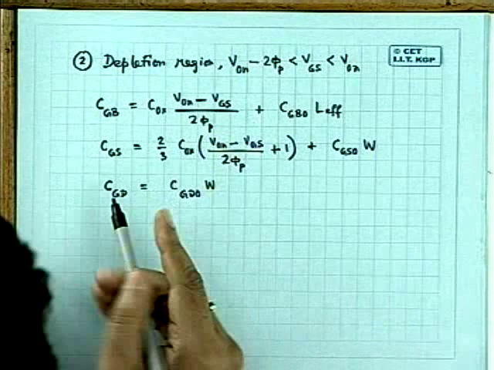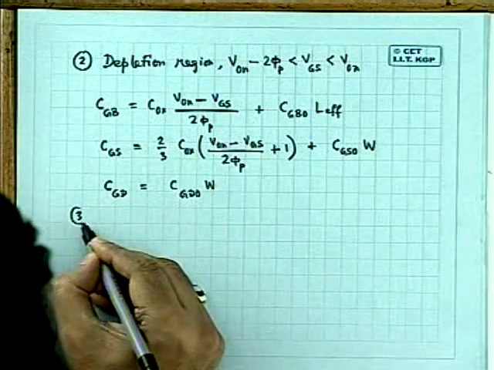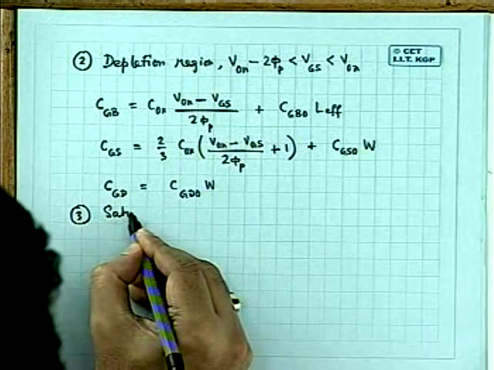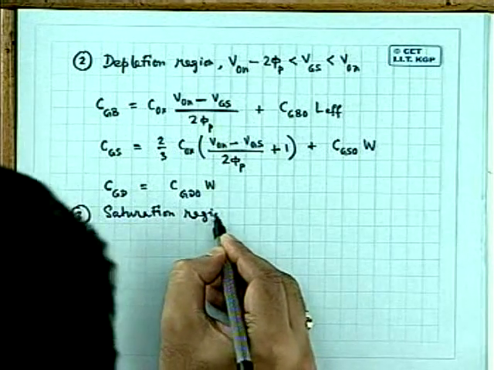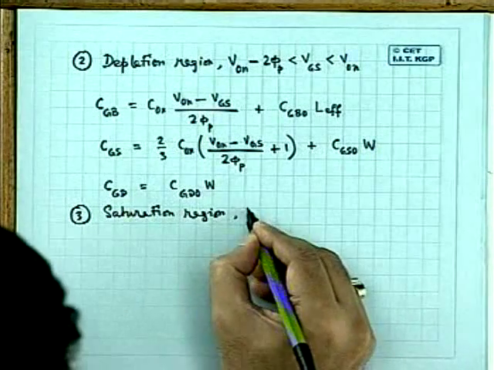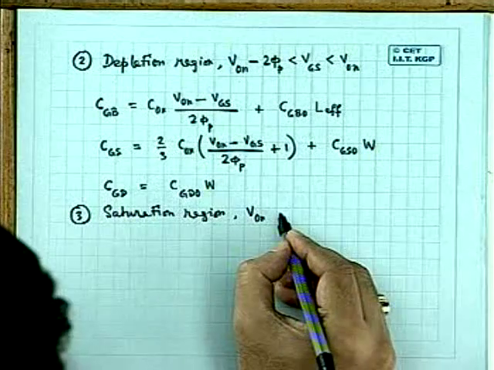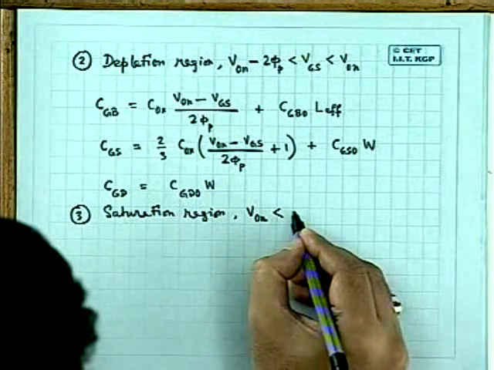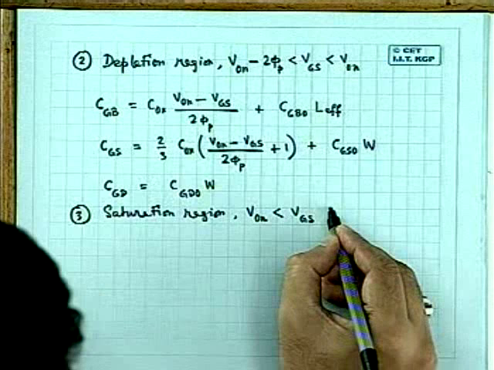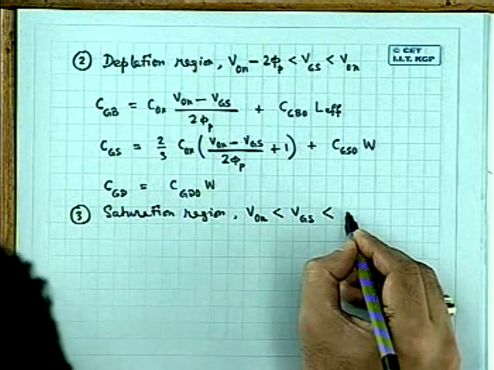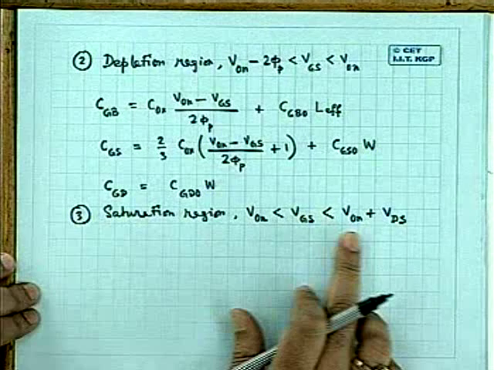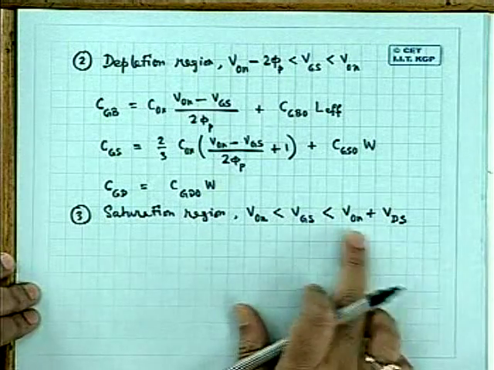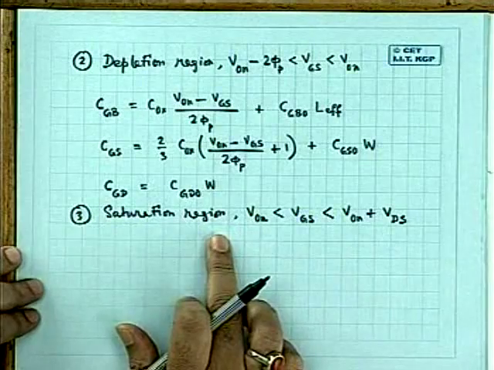Then the saturation region. For which VGS is like this. VGS is more than VON but less than this, and that is the so-called saturation region.